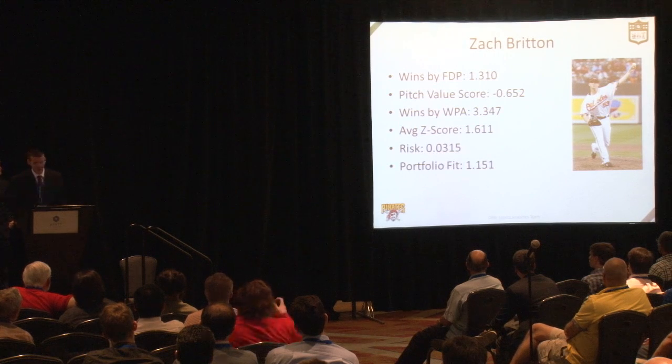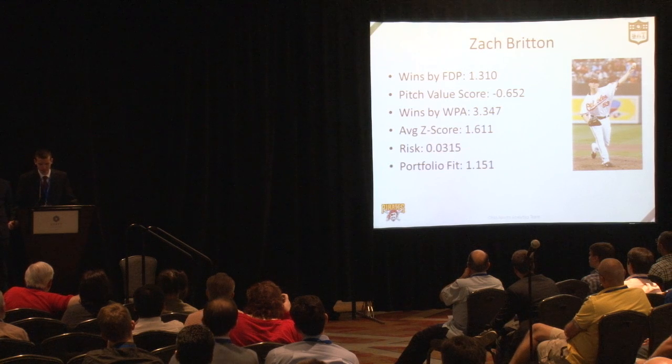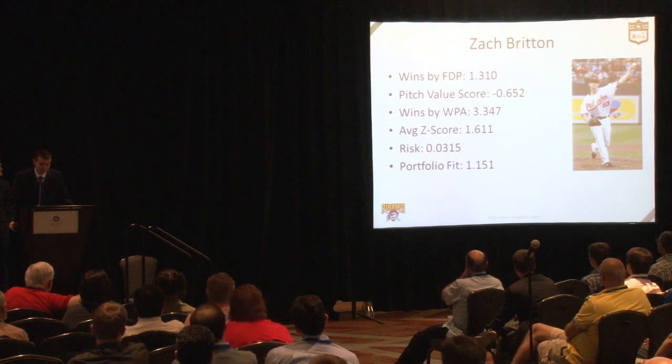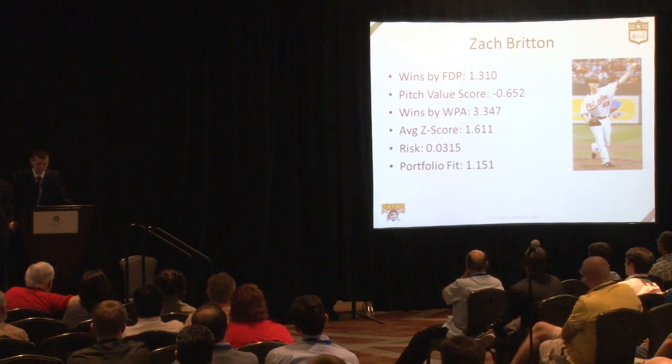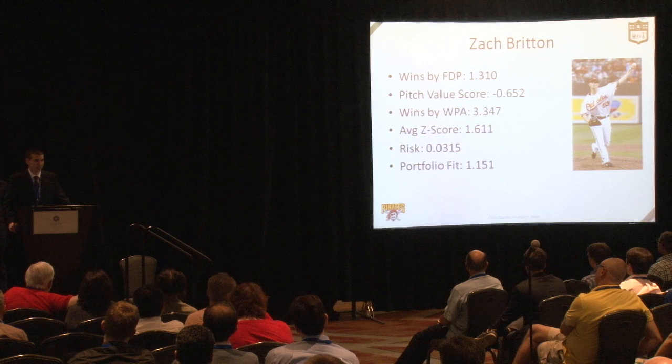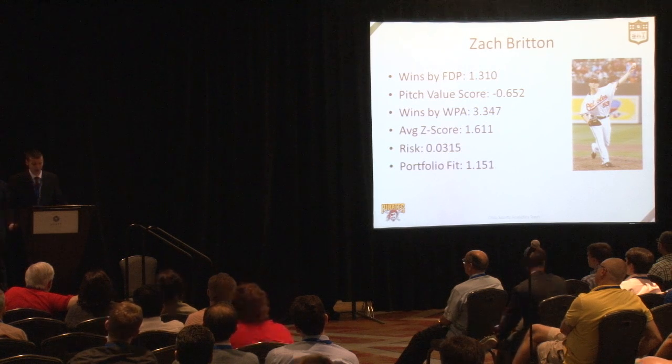For our Tier B selection, we selected Zach Britton. He was easily the leader in wins by FTP, as well as his pitch value score, and he finished second in wins by WPA, which gave him easily the highest Z-score. We liked Zach Britton quite a bit, as we talked about earlier. We liked him so much we would have selected him had he been a Tier A pitcher.